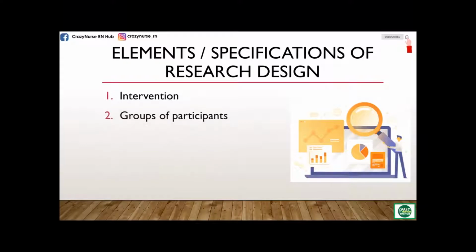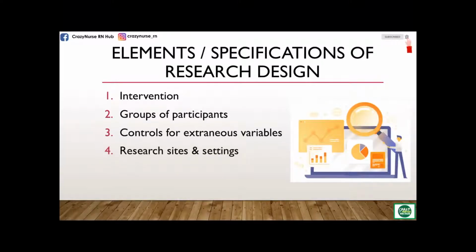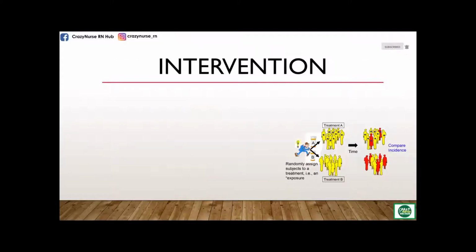We also have groups of participants. Also, we have controls of extraneous variables, research sites and settings. And lastly, we have communication with participants. Let's explain each of these elements briefly. First, we have your intervention.